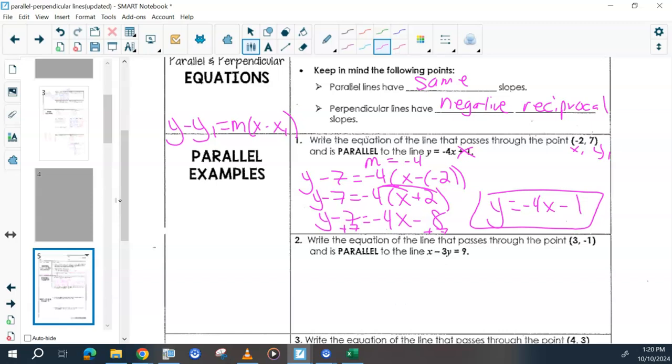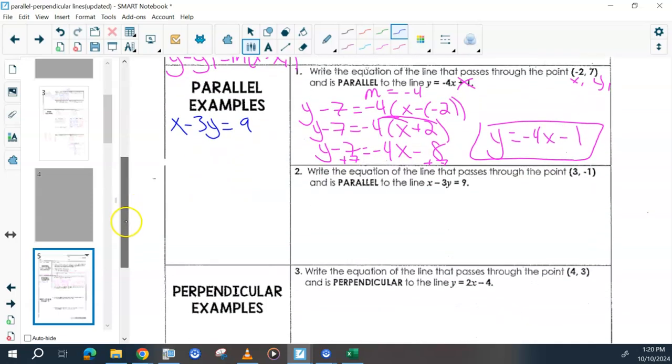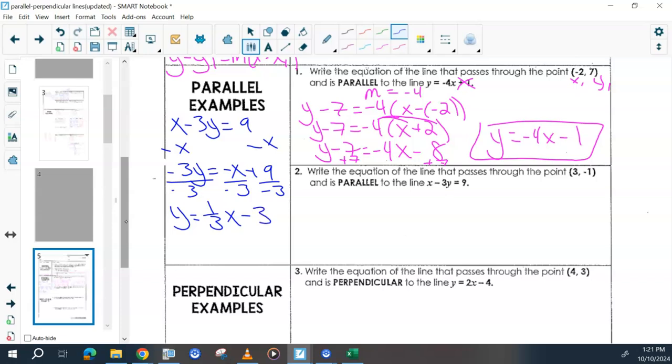So the next example is going to be similar, but we have to solve this equation and put it back in slope-intercept form first. I'm going to do that over here. So we're going to get y by itself by subtracting x. Rearranging this so that it's negative x plus 9. And then dividing everything by negative 3. So that y equals, this would become a positive 1/3 x minus 3.